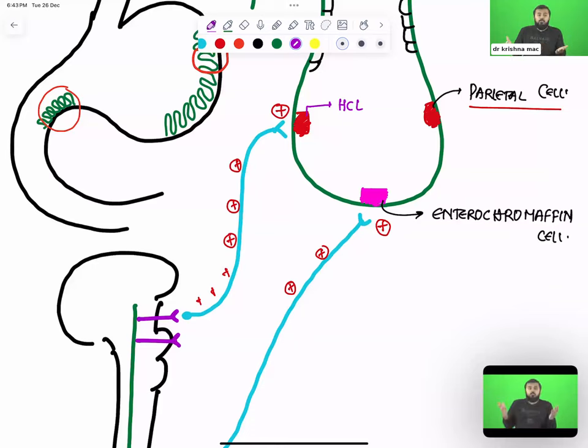Sir, then what is the use of enterochromaffin cells? Enterochromaffin cells will release what? It will release histamine. Enterochromaffin cells will release histamine. Okay. And what will this histamine do?